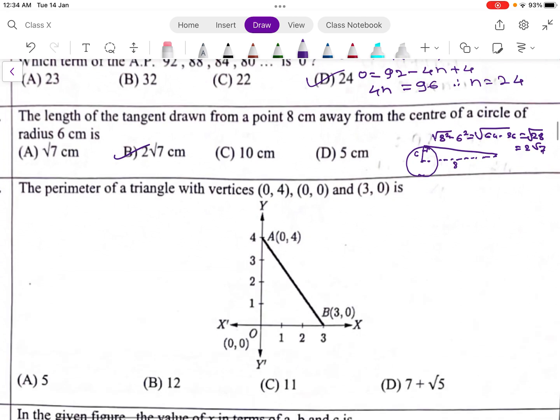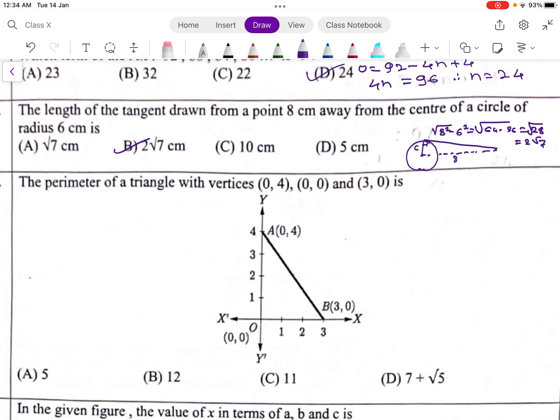Okay, then the perimeter of a triangle with vertices (0, 4), (0, 0), and the third given in the figure. So perimeter means what? Suppose you take this as a rectangle and this one triangle, so here these are the vertices. We have to add the lengths AB plus BC plus AC. Clearly AB is 4 centimeters and BC is 3 centimeters, but we have to find the length AC.